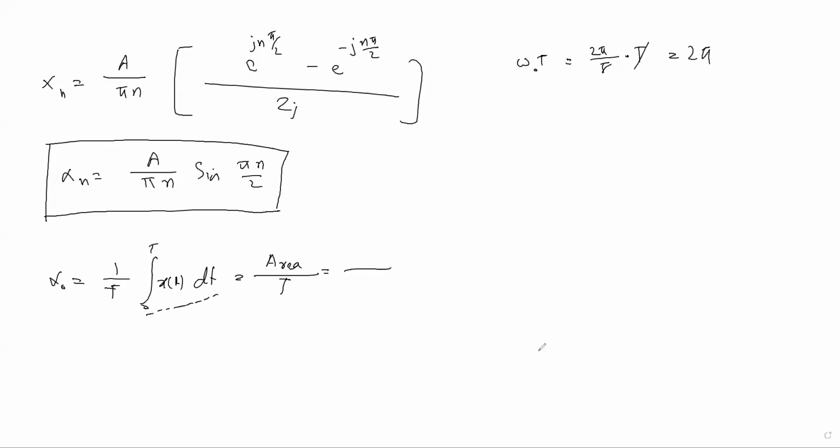What is the area? You can see in the waveform that the waveform exists from minus T by 4 to T by 4. So what is the base? The base is T by 2 and the height is A. So for the rectangular area, A into T by 2, and below there is T. This T cancels, so we have got x naught equal to A by 2.